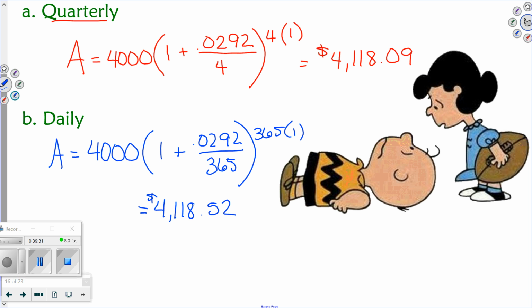This should be 0.0292. Yeah, I can move the decimal 2 spots.